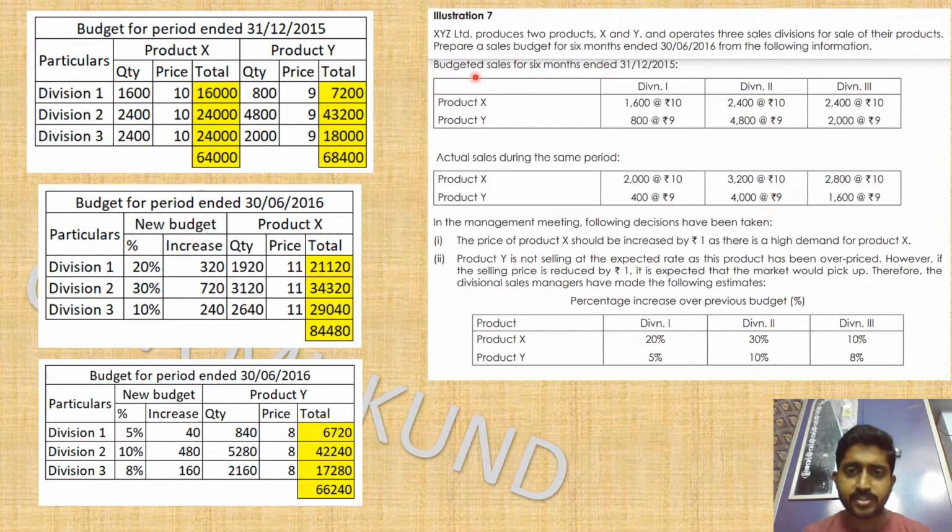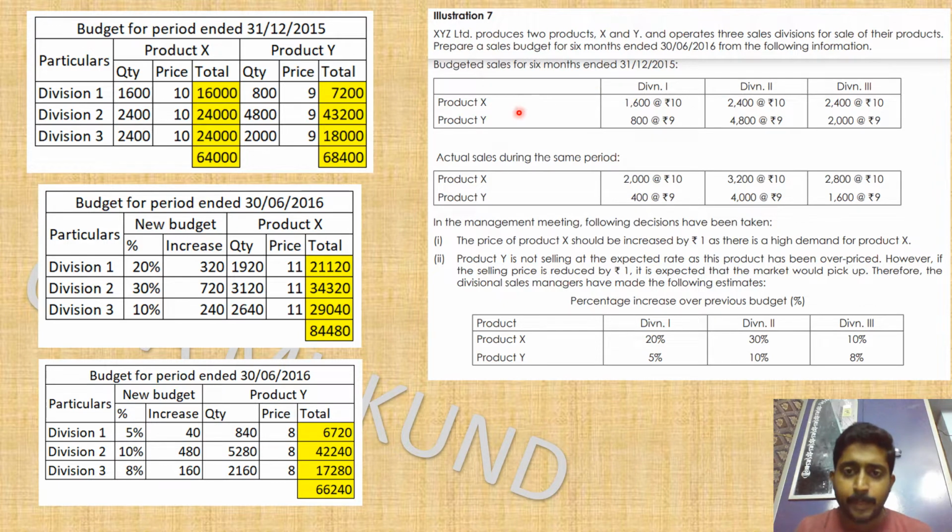So what is the information? Budgeted sales for the 6 months ended. So for the last 6 months, what is the budget? That detail is given to us, and what we have to do is prepare the budget for the next 6 months. We have completed the 6 months as of now, and for the next 6 months we have to do the budgeting, and we have been given the data of the last 6 months.